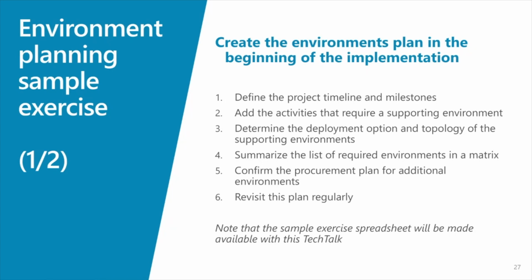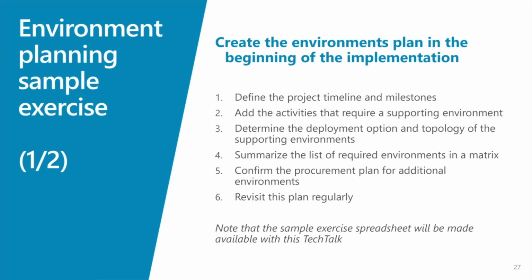Finally, after reviewing those 3 steps, we're going to summarize the list of environments we've determined to be required in a matrix. We'll be able to share that with our implementation team. And when we review that with the team in conjunction with the project schedule, next we'll confirm our procurement plans for these additional environments. We'll need to make sure that we make these available to the team for their required purposes before they're actually necessary. And finally, things change, right? So it's important that we revisit this plan regularly and do so at key milestones throughout the implementation.